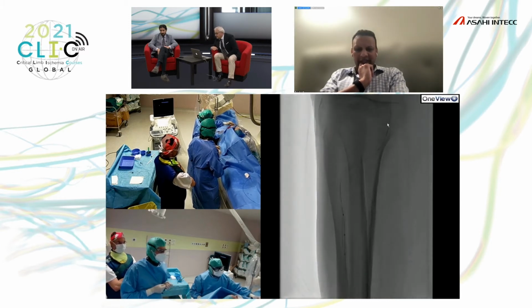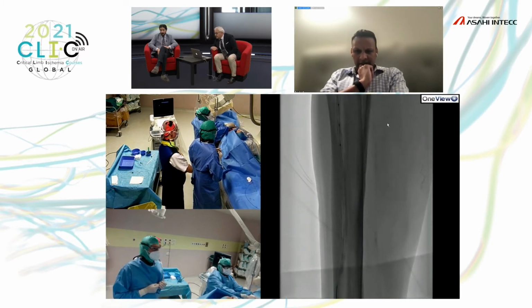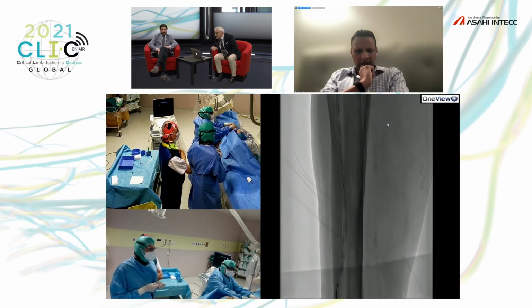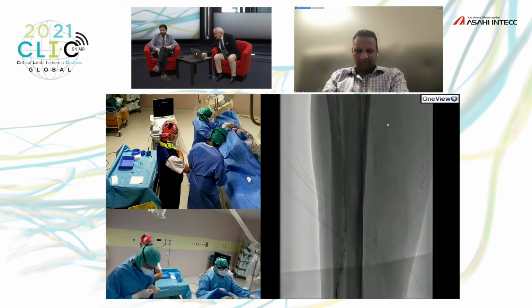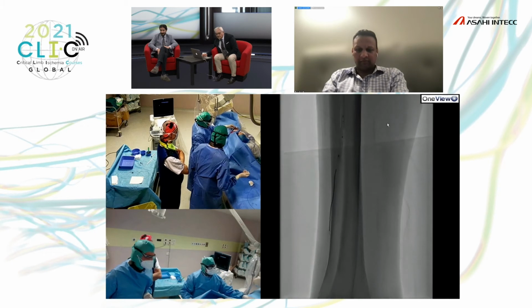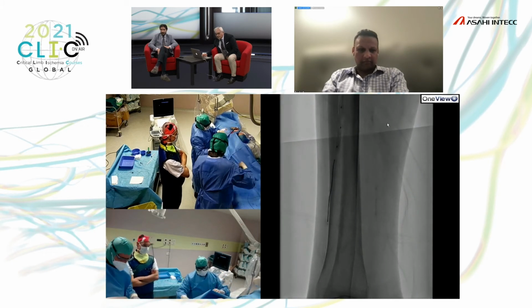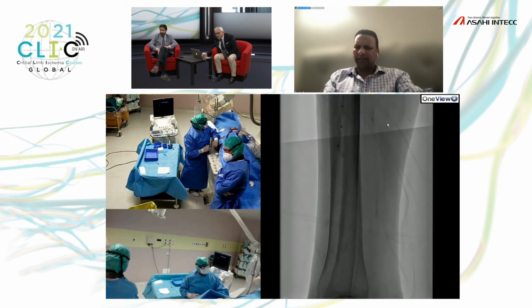Is that a QuickCross catheter? No, it's not a QuickCross. It's from Boston Scientific. I can't remember the name. Not the Trailblazer, that is from Medtronic.